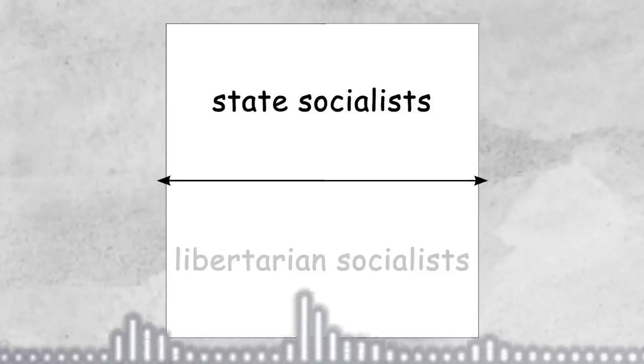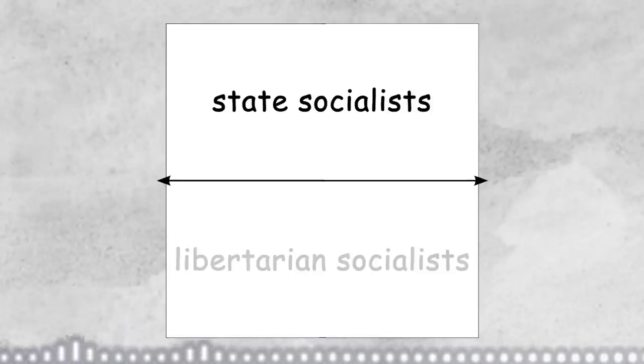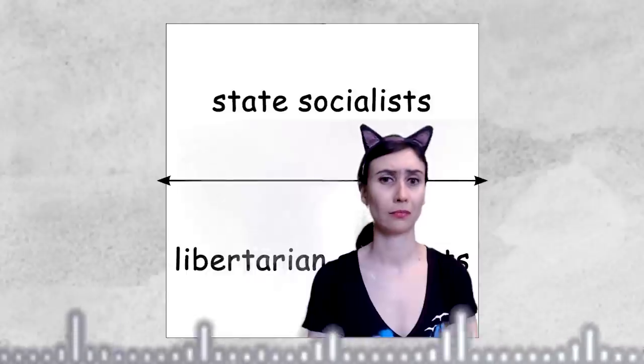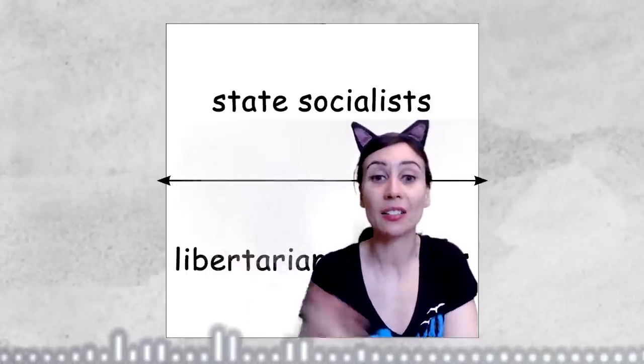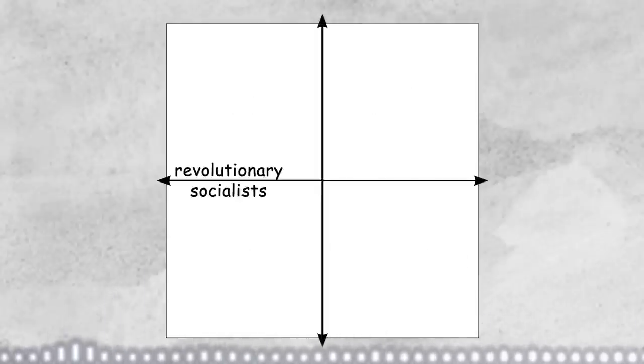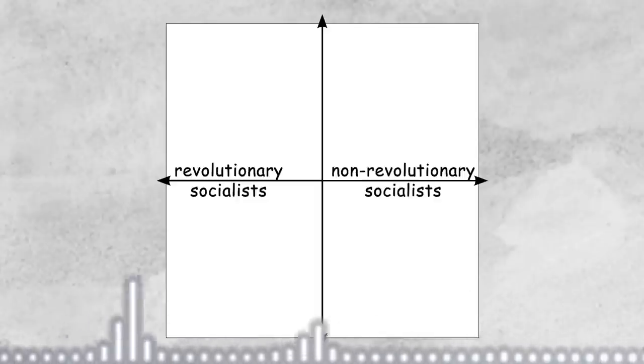State socialists believe that the way to create socialism is by gaining control of the state and then using the state to create socialism. And libertarian socialists believe the state is the enemy of socialism, and that socialism must be created using libertarian methods. If you're wondering what this all means, it will soon be explained further. Don't you worry. Socialists can be further divided between revolutionary socialists, who believe that the only way to create socialism is by revolution, and non-revolutionary socialists, who believe we can create socialism by other methods. And again, this will all be explained later in the video.